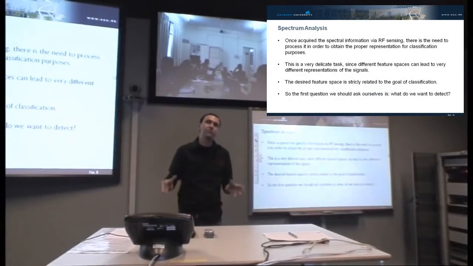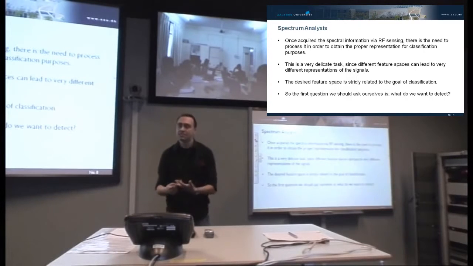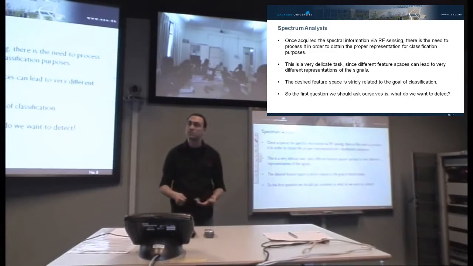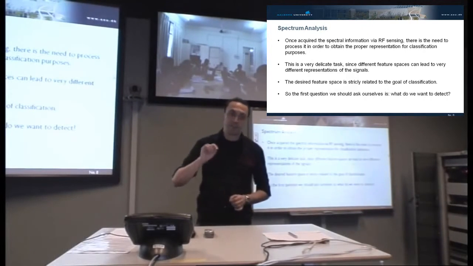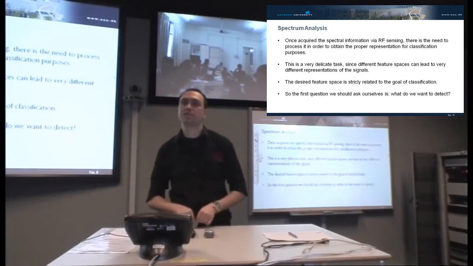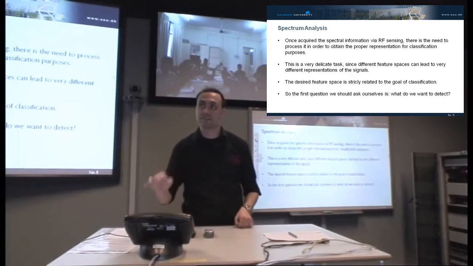But the first question you have to ask yourself when designing the system is, what do I want to detect? Just the transmission opportunity? Who is occupying the spectrum? Or which type of modulation is the guy using for occupying the spectrum? Or what else? It's up to your creativity and needs to decide. But you have to ask yourself, because based on this, you can decide which is the proper feature you need to extract from the spectrum in order to have the proper classification goal.